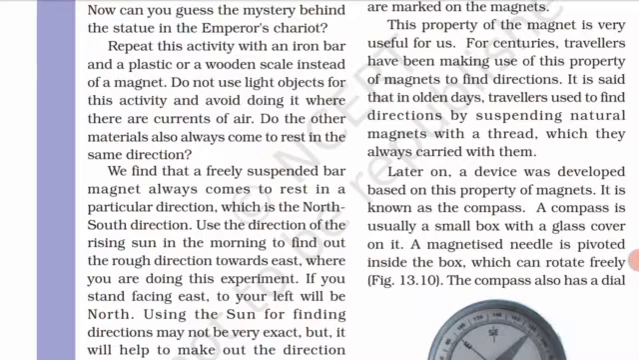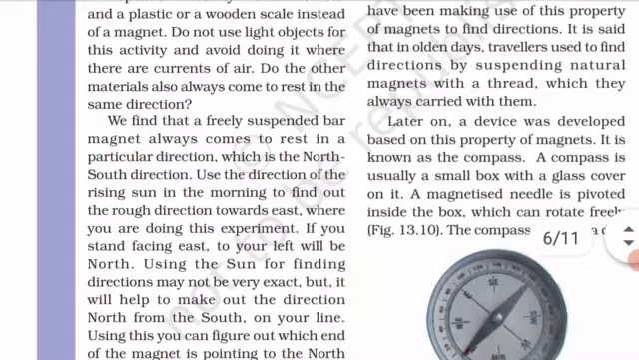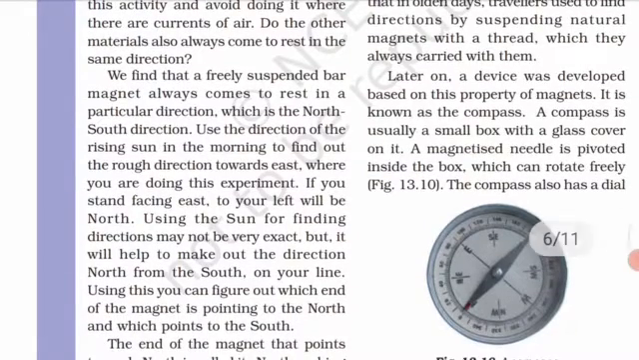For centuries, travelers have been making use of the property of the magnet to find direction. It is said that in olden days, travelers used to find direction by suspending a natural magnet with a thread, which they always carried with them. Later on, a device was developed based on the property of the magnet. It is known as a compass.